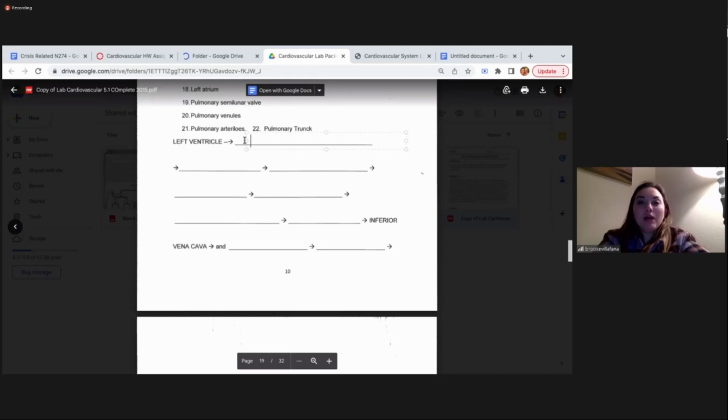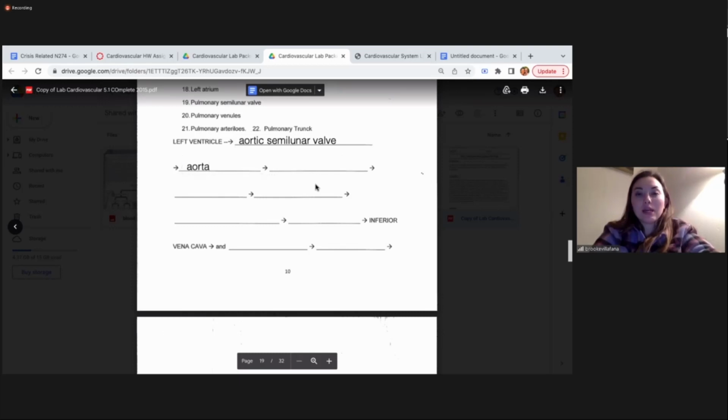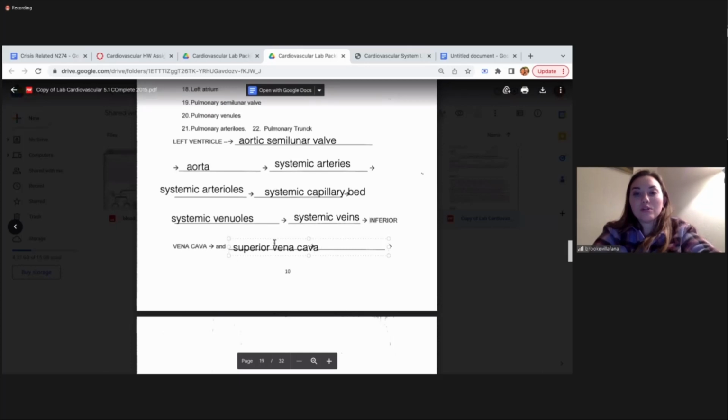Okay, so the blood leaves the left ventricle, and you guys answered it over and over tonight. Where's that first place it goes? The aortic semilunar valve. From the aortic semilunar valve, it goes to the aorta. The aorta will then turn into arteries, systemic arteries, then into systemic arterioles, a systemic capillary bed, systemic venules. This is what I was going over tonight. And then systemic veins. The inferior and superior vena cava is what those merge into.